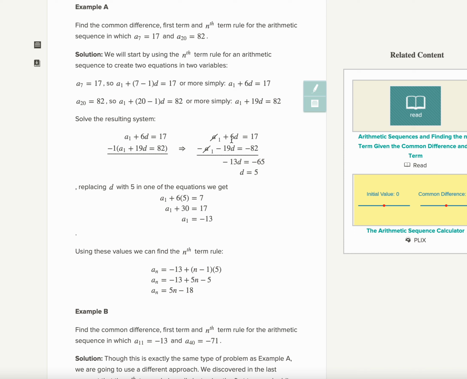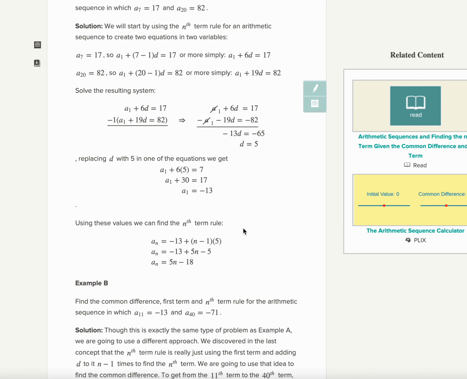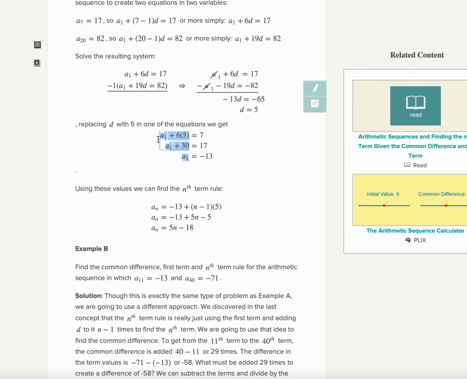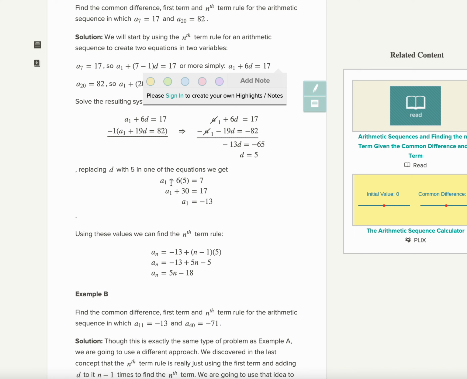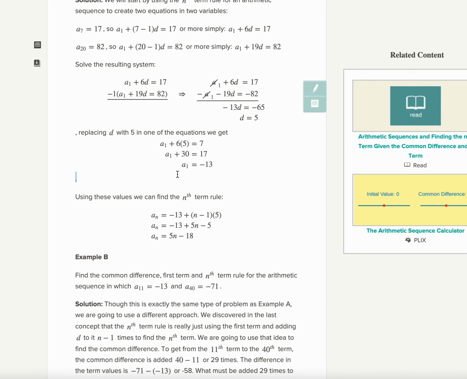When I do 6 minus 19, that lands me at negative 13. 17 minus 82 lands me at negative 65. And then I get my difference is 5. Great. Now that I know my difference, I can plug that into my original equation from up here. So I get my first term plus 6 times 5 equals 17, and now I have my first term.